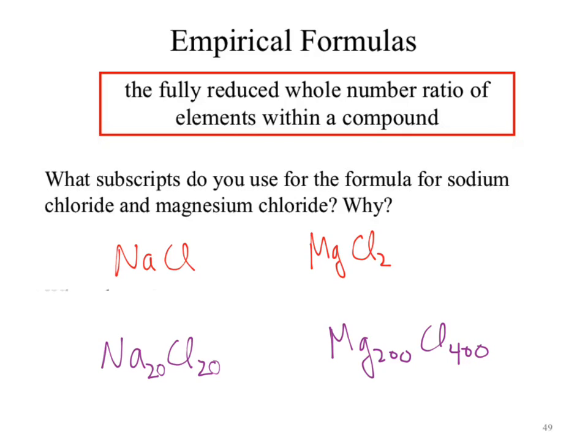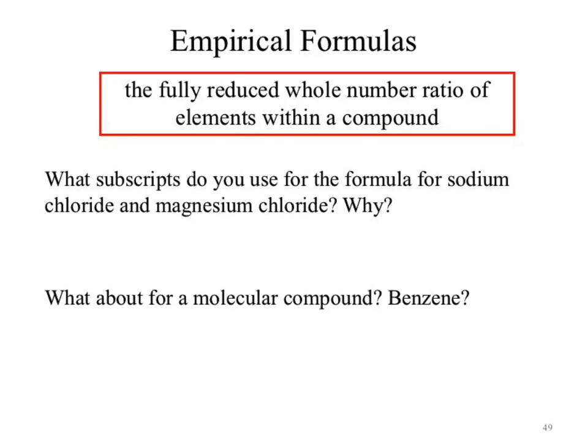Okay? But what happens if we move up to, say, a different compound, like a molecular compound? Say benzene. Did I cheat on this? Dang it. Okay. And because we've all taken lots of organic chemistry, we know exactly what benzene looks like. Awful lot of plurals in there.